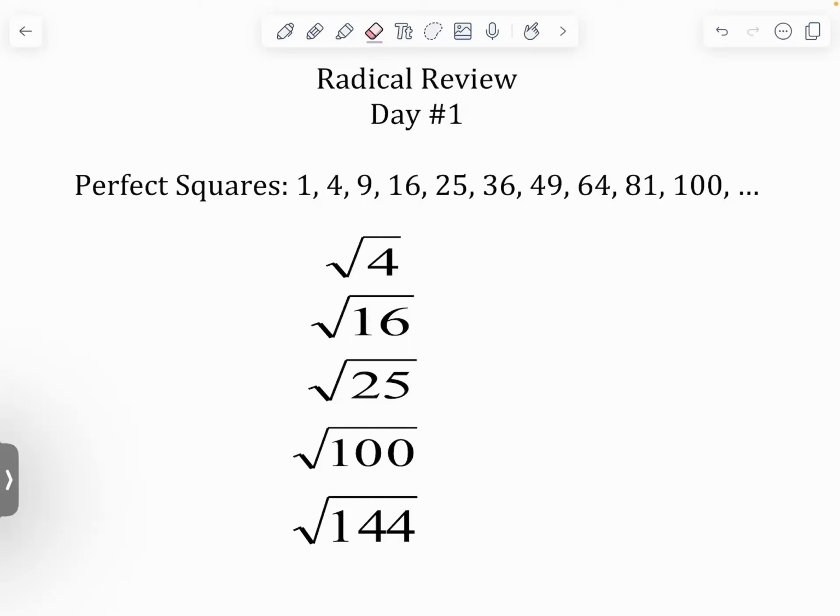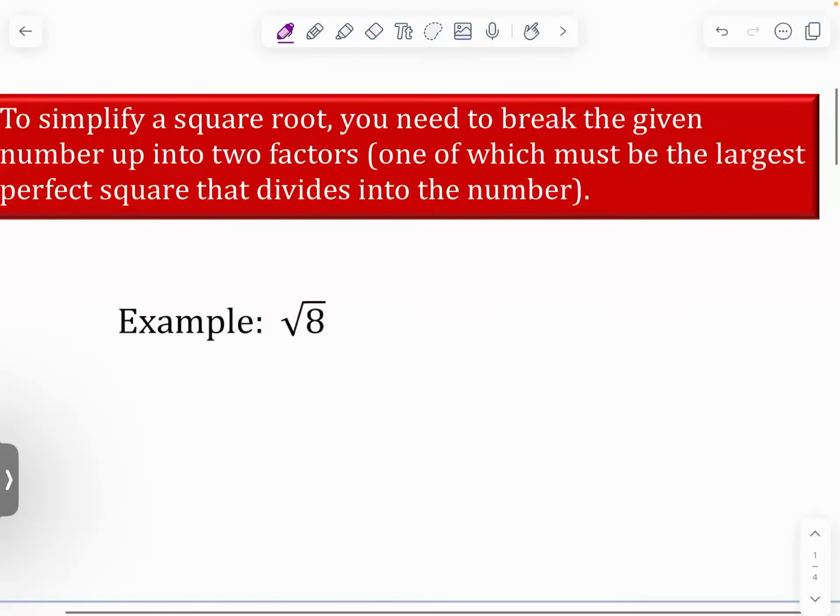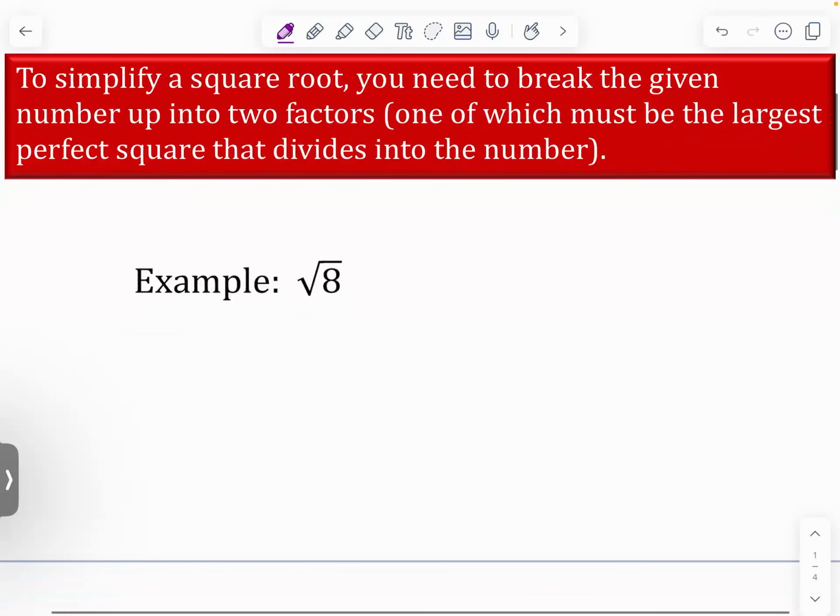All right, so here's a list of perfect squares. What's the square root of 4? 2. What's the square root of 16? 4. What's the square root of 25? Okay. So you've worked with square roots before. What our goal today is to simplify them. And we're going to talk about multiplying and dividing them.